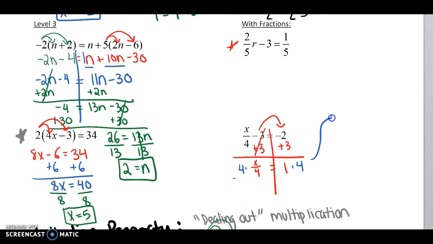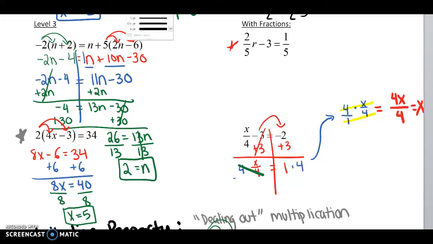So why does this work? I'm just going to go off on a tangent on the side here. So I have 4 times x over 4. 4 is really 4 over 1. Okay, because 4 divided by 1 is just 4. So it's the same thing. If it doesn't have a denominator, it's 1. And hopefully you remember back to multiplying fractions, you always multiply across the top and across the bottom. If I do that here, 4 times x is 4x. 1 times 4 is 4. And what's 4x over 4? It's just x.